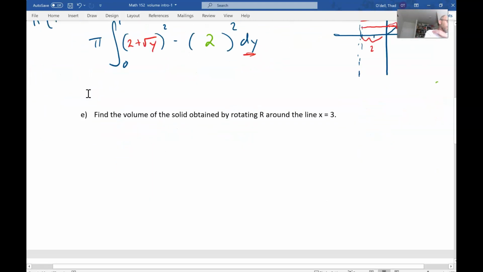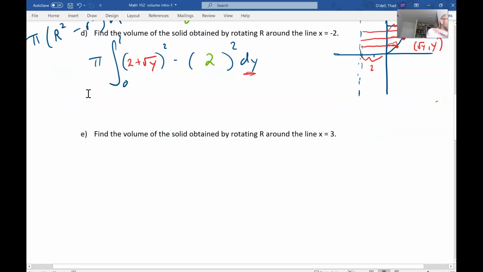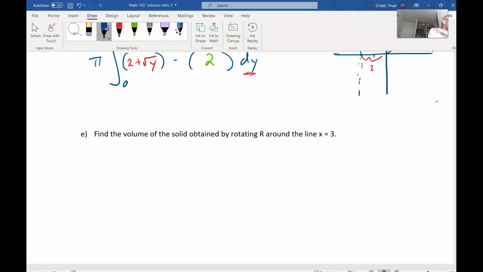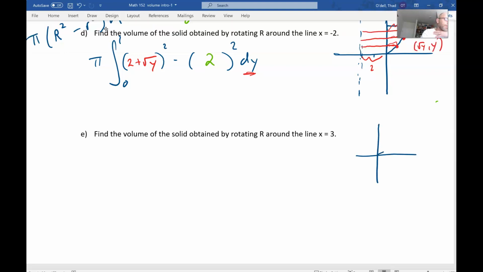Okay, I think I'll do one more because this is so fun. In this case, once again, we have the same region. Find the volume of the solid obtained by rotating R around the line x equals 3. So x equals 3 would be over here somewhere. Remember, this is 1, 2, 3. So there's a dotted line representing my line of rotation.